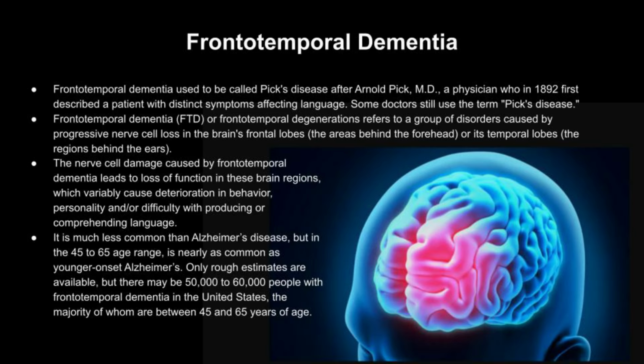It is much less common than Alzheimer's disease, but in the 45 to 65 age range, it's nearly as common as younger onset Alzheimer's. Only rough estimates are available, but there may be 50 to 60,000 people with this type of dementia in the United States, the majority of whom are between 45 and 65 years of age.